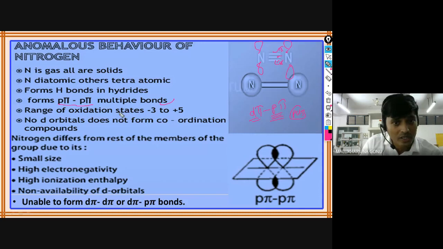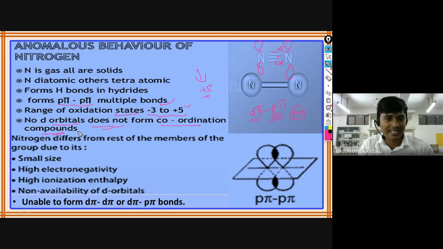Oxidation states, we know, are -3 to +5. If you go down the group, what happens? They cannot show +5 oxidation, but nitrogen shows. With no d orbitals, nitrogen does not form coordination compounds. I said in the case of PCl5, Cl minus will act as a ligand that donates electron pairs. That's how it behaves. Coordination compounds cannot be formed by nitrogen.